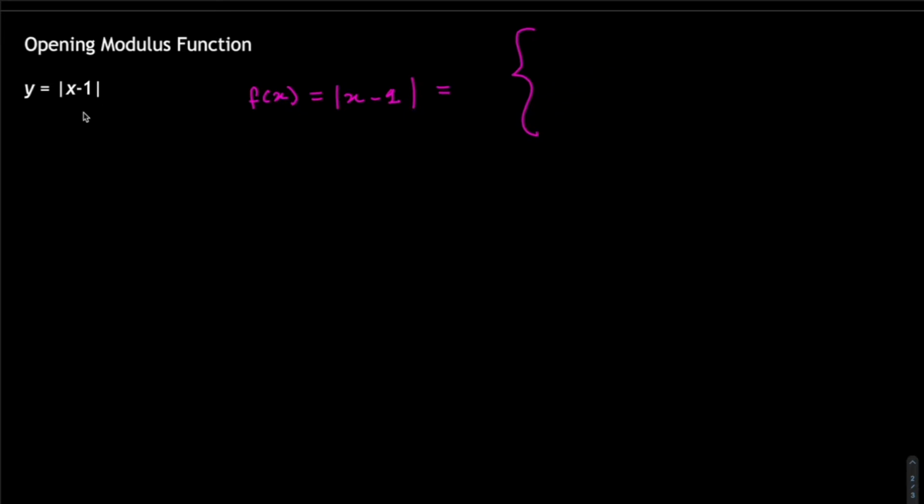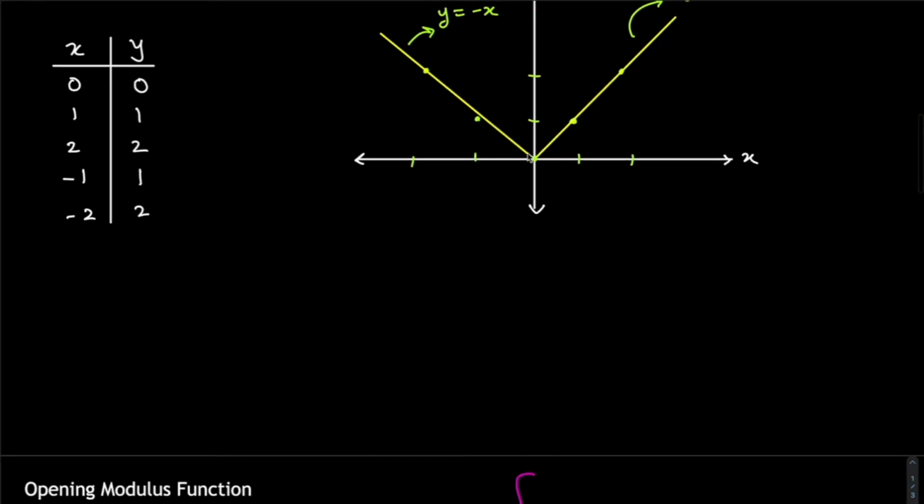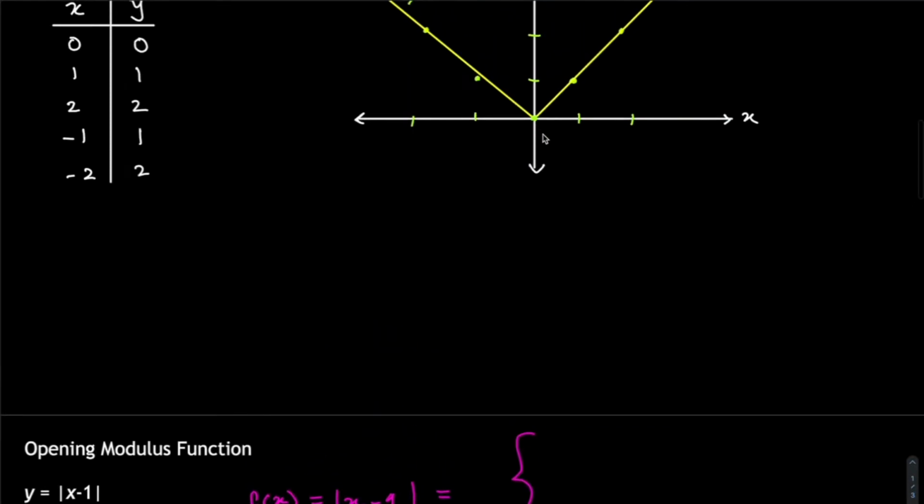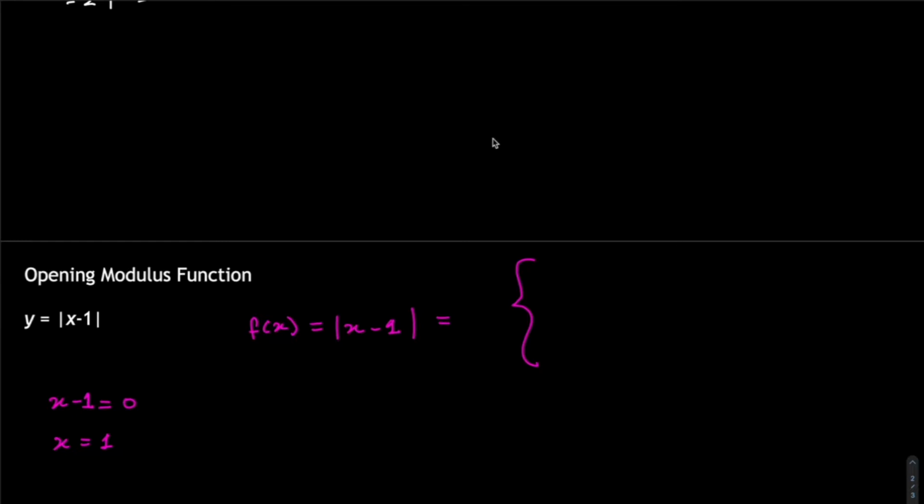Now, how am I gonna do that? Whatever's inside the modulus, I'm gonna take that first. I'm gonna write x minus 1 is equal to 0. This is my turning point. So if I solve this, I'm gonna get x is equal to 1. So at x is equal to 1, I'm gonna experience this pointy turning point right here. In this case it's gonna be x equal to 1, not x equal to 0. That is one thing I'm gonna have to know.